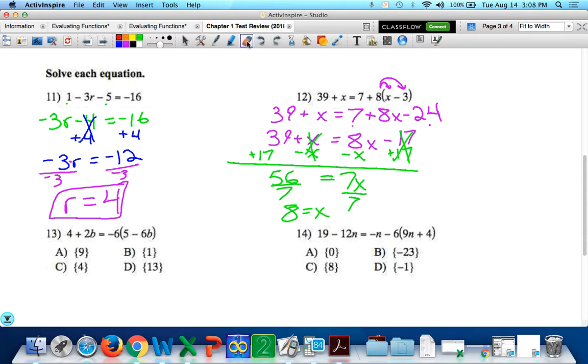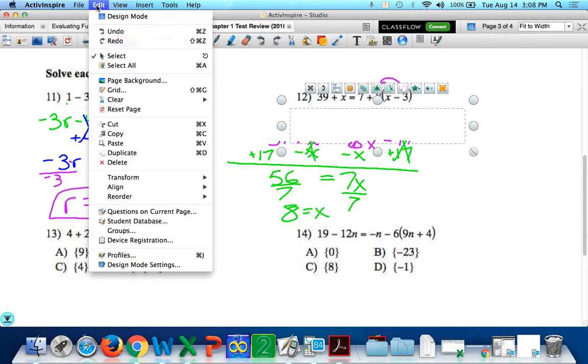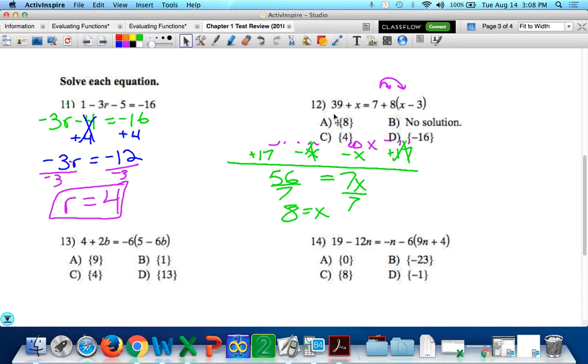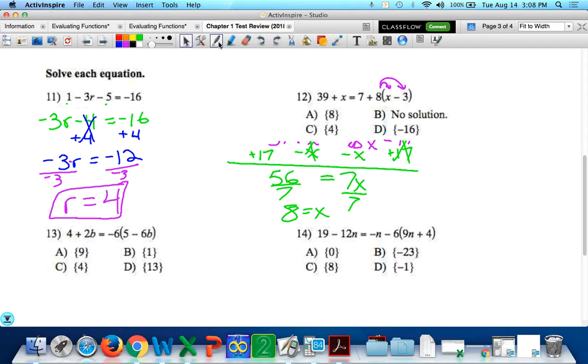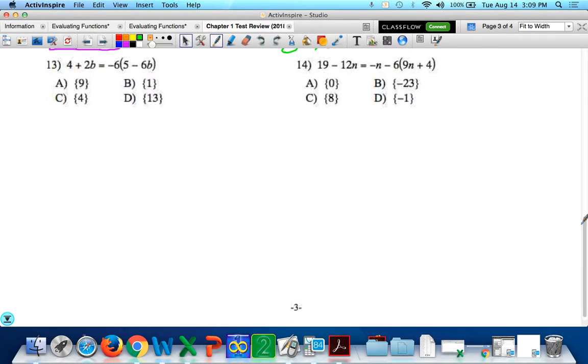Okay. Real quick, make sure that was one of our options. Indeed, the answer should have been 8. On down to number 13. I've got plenty of room to work these down below.